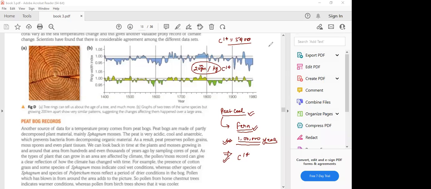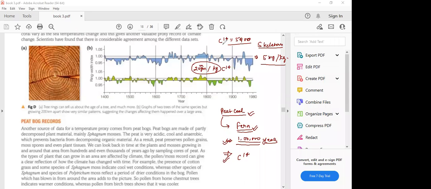Now you have found a very old skeleton of a human. That human skeleton has a bone. Now you are trying to find out the amount of C14 in that skeleton. You came to know that it is only 5 milligram per kilogram. What happened to the rest? It decayed, right? So now I want to know the age of this skeleton.